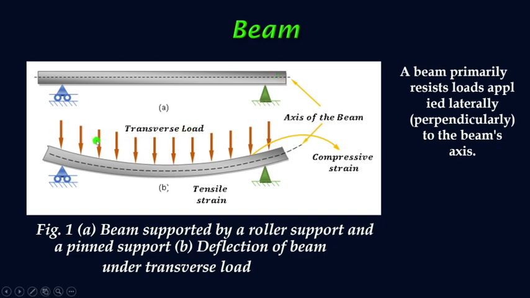And you see, under the action of this load, the beam is subjected to two different types of strain. This end is under compressive strain. It tends to compress, whereas the opposite end is subjected to tension. And the corresponding strain, strain means, you know, the elongation or compression per unit length. So it is subject to tensile strain. Compressive means it is reducing, and tensile means it is increasing.